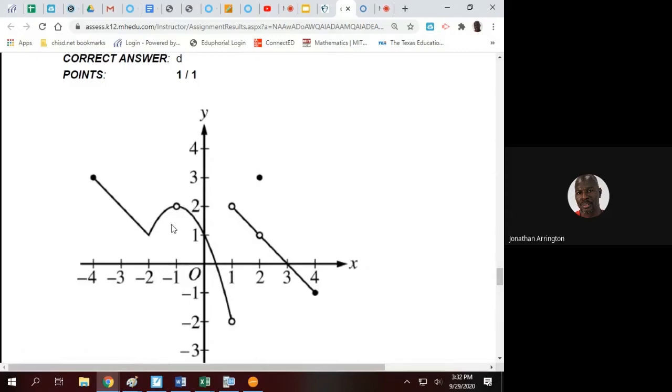Does that mean that if the limit exists, it's not going to be continuous? No, it doesn't mean that either. Here, for example, the limit at 3 exists. It's continuous. At whatever this is, 2.5, 2.6, the limit exists. It's continuous. Over here at 0, the limit exists. It's continuous. Over here at -2, the limit exists. It's continuous.